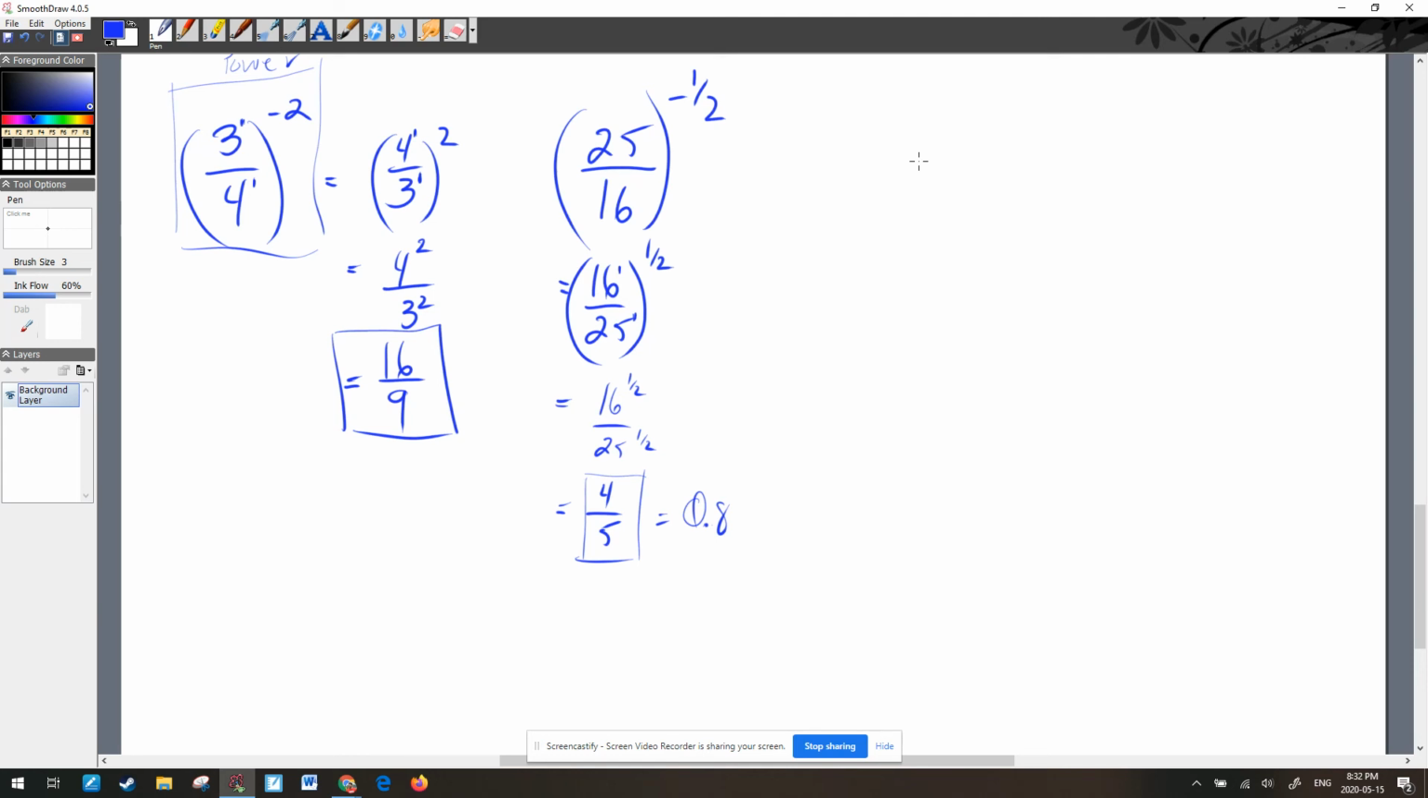How about if we had 8 to the exponent -4/3? Oh, that's a doozy. We're going to try and do this without a calculator as well. Now, we're going to handle a negative first. The negative causes us to reciprocate the base.